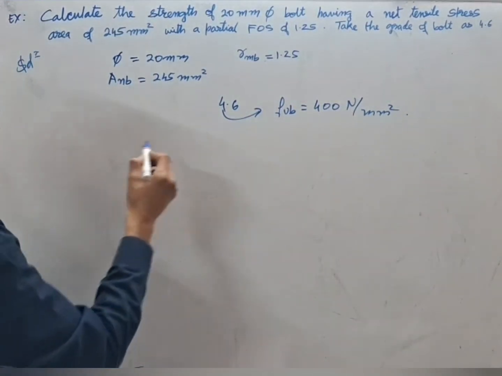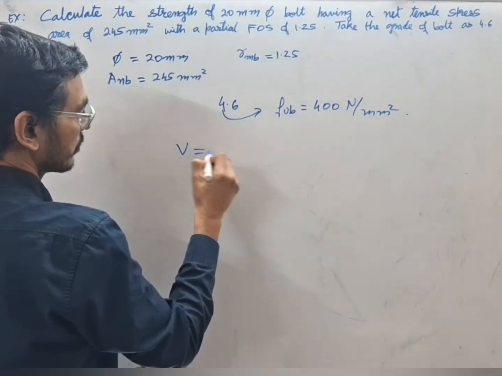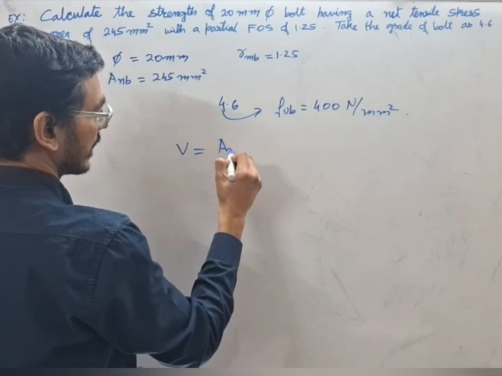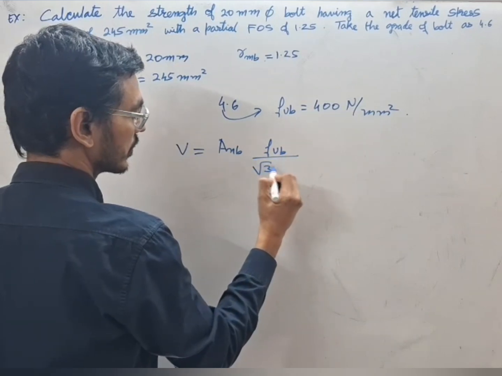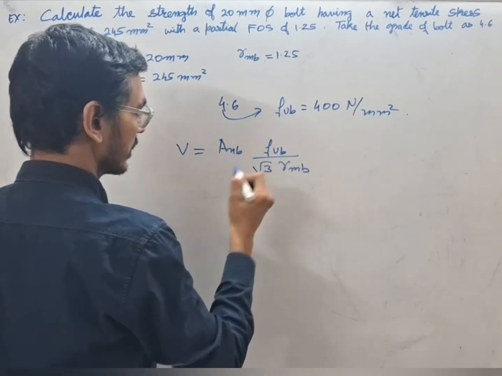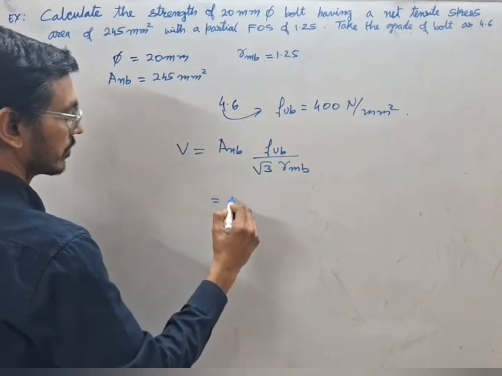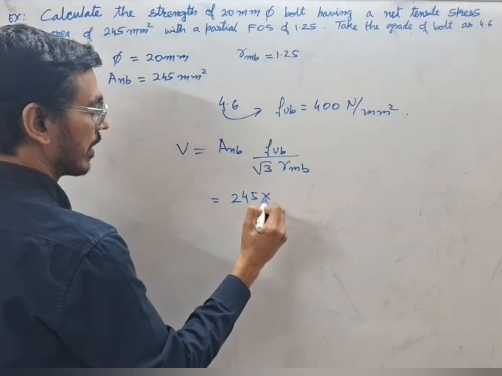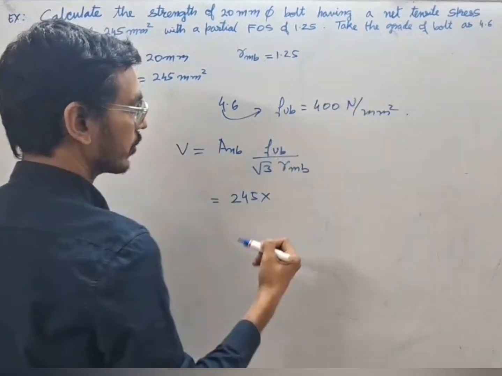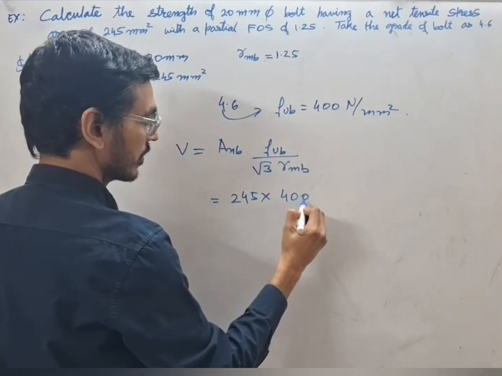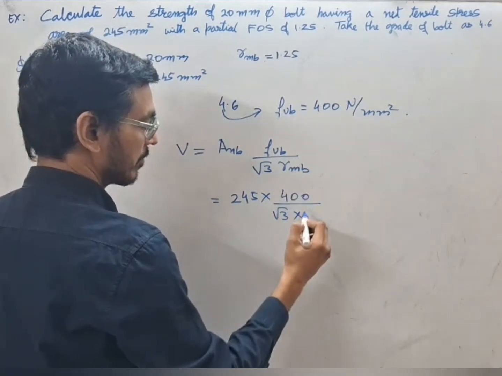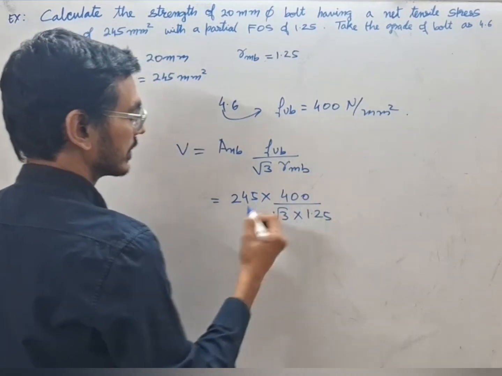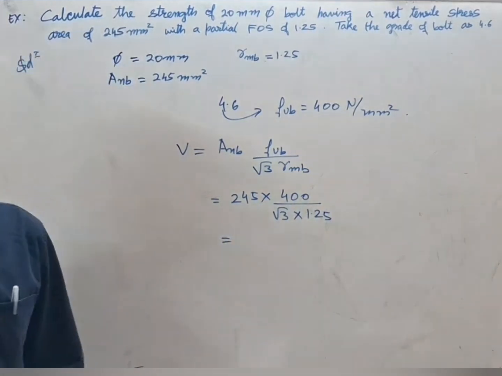As we have to find out the strength, we will apply the formula V is equal to ANB FUB upon root 3 gamma MB. ANB they have given as 245, FUB from the grade of bolt is 400, divided by root 3 multiplied by gamma MB, which we know is 1.25.